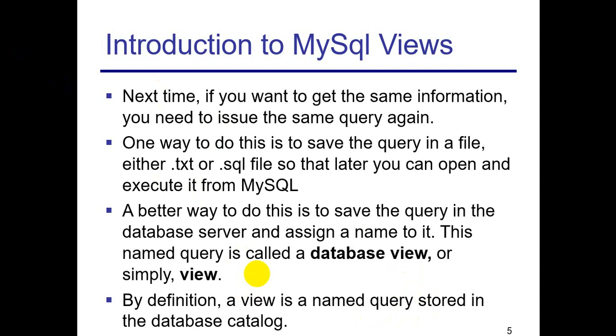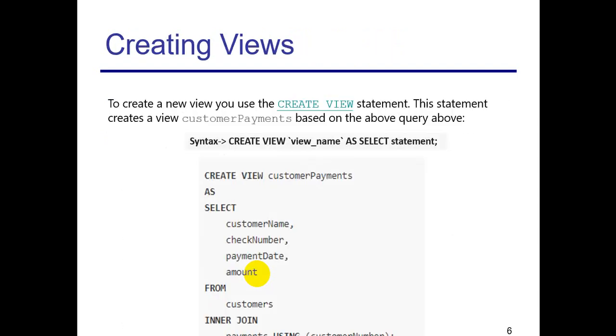A view is a query, a named query, that has been assigned some name and has been stored permanently in the database. So whenever you want the same query again, you just have to call the view. You do not have to write the query again. You just have to select all the data from this particular view. Okay, so now we will see with an example how we create views.